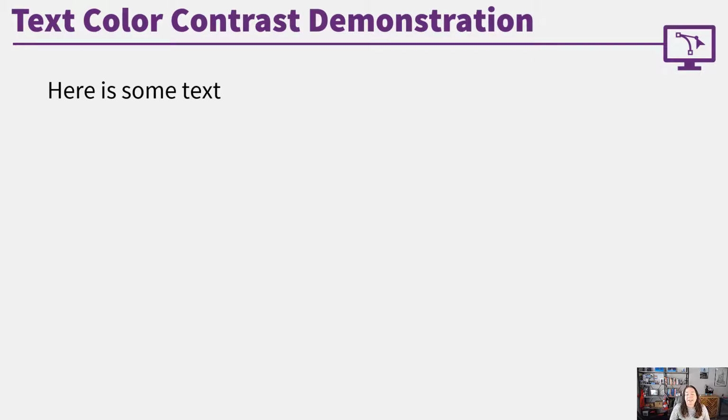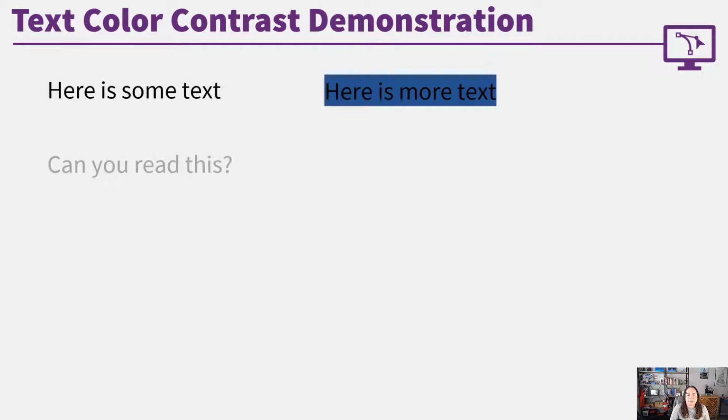Here is some black text on a light gray background. If we change that background to a dark blue, you'll notice that it's just a little harder to read, to distinguish the letters from the blue background. That's all color contrast really means here. It's much easier to make out the letters when there's a big difference between our background and our foreground or our text color. For instance, can you read that?